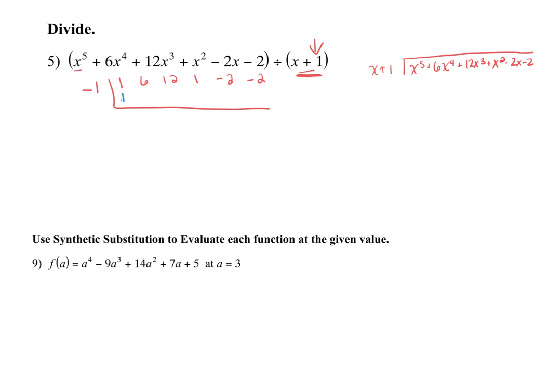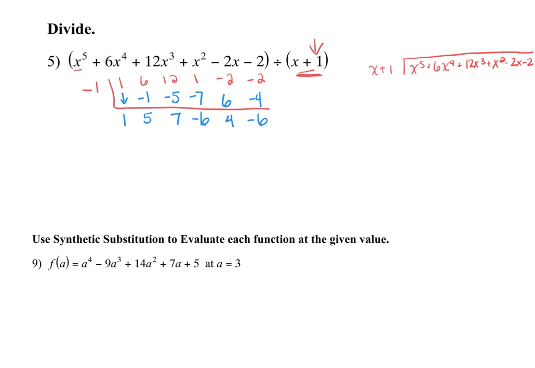So I'm going to add down 1 plus nothing. Well, that is 1. Then negative 1 times 1, that's negative 1. Add down, by the way. 6 plus negative 1 is 5. And then negative 1 times 5 is negative 5. And then I'm going to add down 12 and negative 5, 7. Multiply up, negative 7. 1 and negative 7, that's negative 6. Multiply up, 6. Negative 2 and 6 is 4. Multiply up, negative 4. Negative 2 and negative 4 are negative 6. All right.